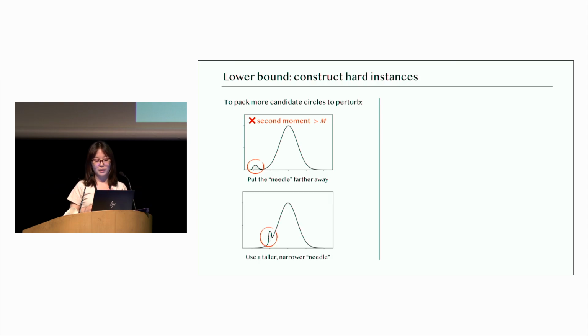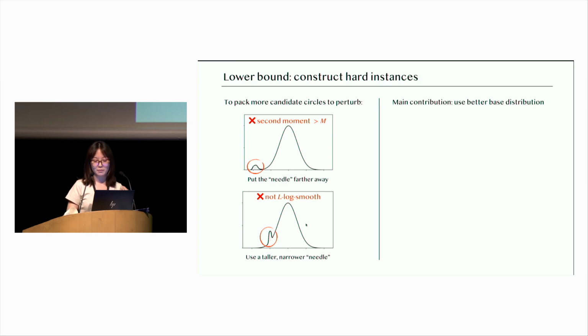And another try is to use a taller and narrower needle, so the radius of the small circle is smaller. So we can maybe insert more, we can put more disjoint small circles. But this is also not allowed because we require the distribution to be L-log smooth, and such a sharp curve is not allowed.